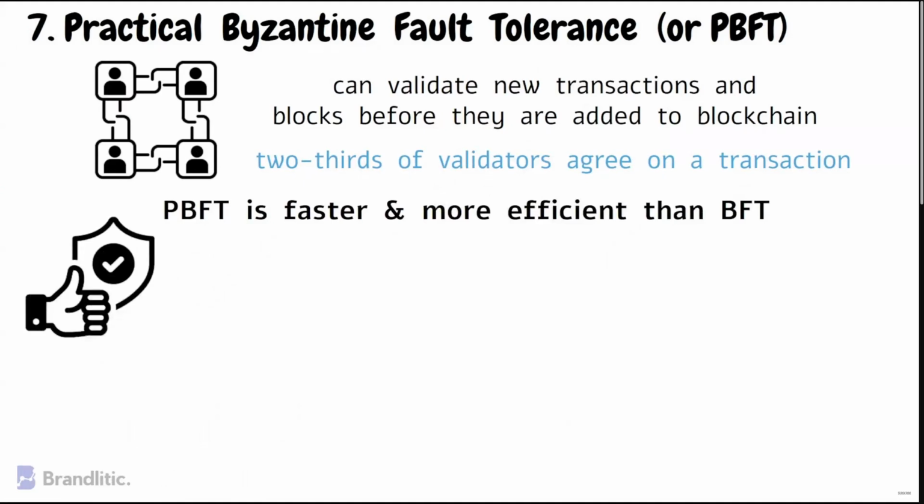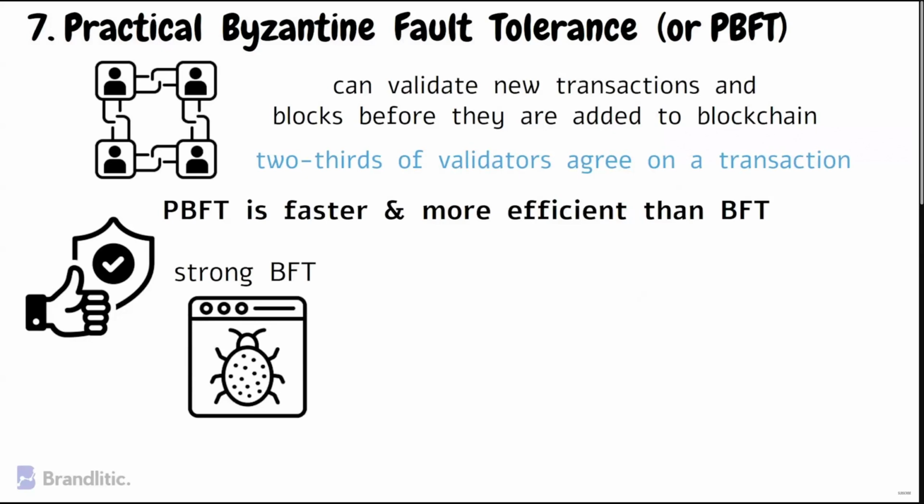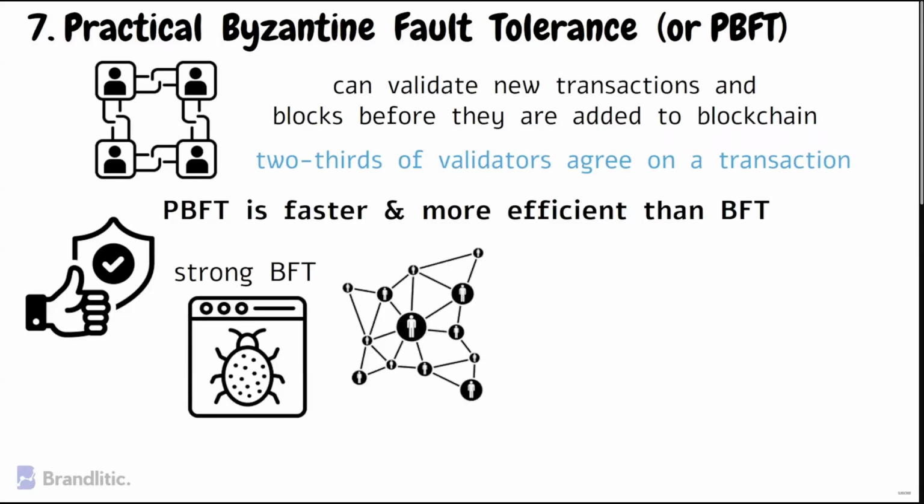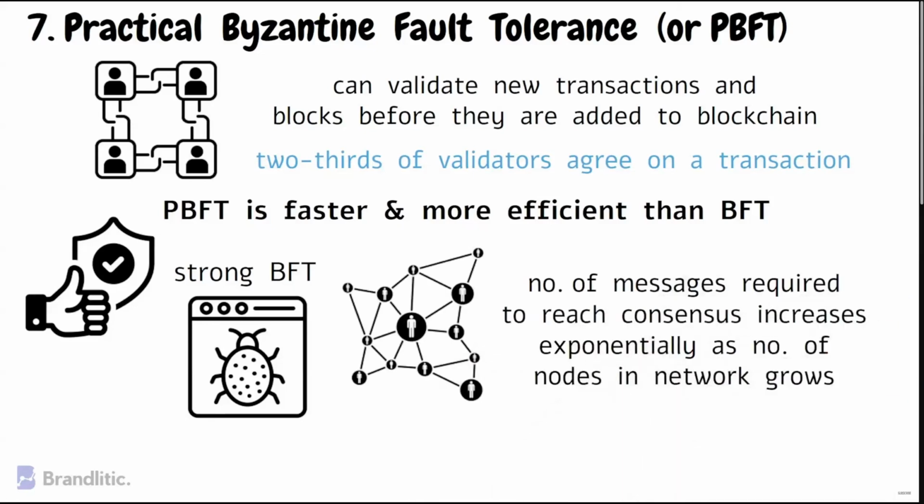One of the main advantages of PBFT is that it provides a strong Byzantine fault tolerance, meaning it can tolerate a large number of faulty or malicious nodes in the network. Additionally, a big drawback of PBFT is that it's not well suited for networks with a large number of nodes, as the number of messages required to reach consensus increases exponentially as the number of nodes in the network grows.